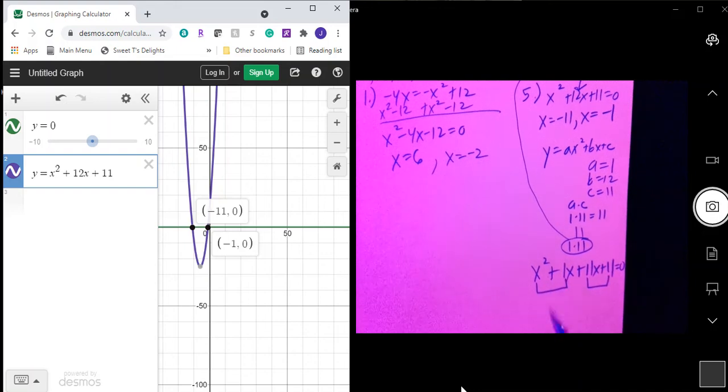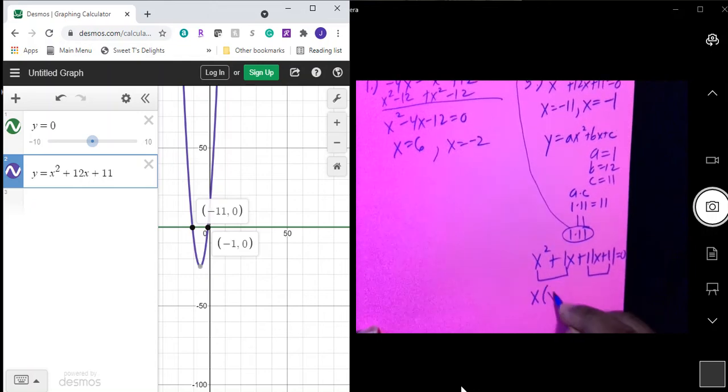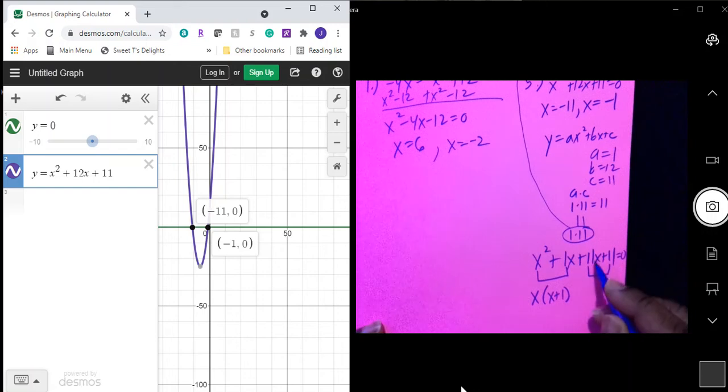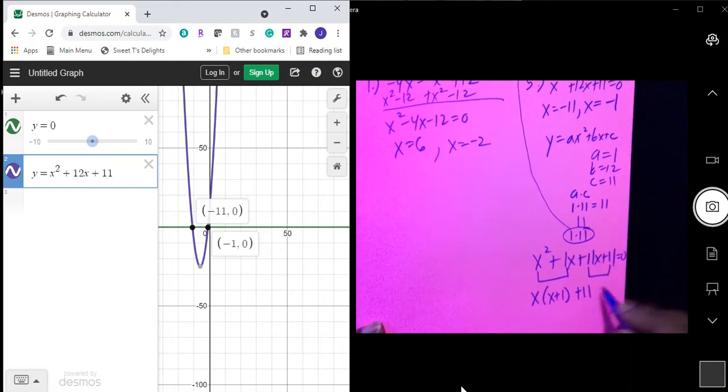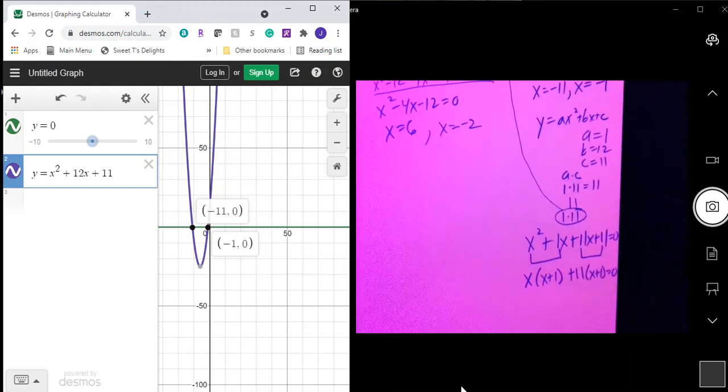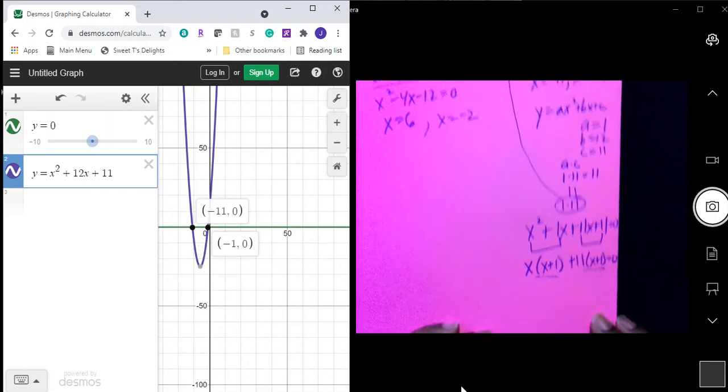x squared and 1x, you could factor out an x and you'll be left with x plus 1. 11x and 11, you could factor out a positive 11 and you'll be left with x plus 1. Now the key thing is these two parentheses must be the same. If they're the same, that means this is factorable. If they're not the same, either you did something wrong or it cannot be factored.